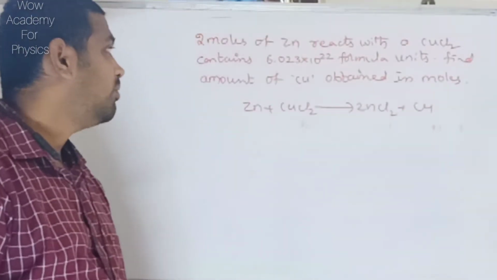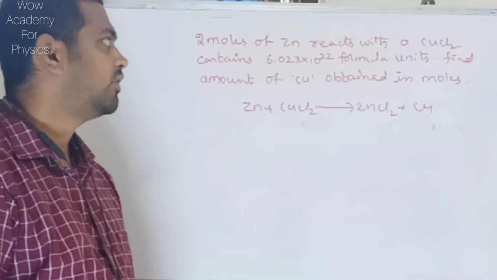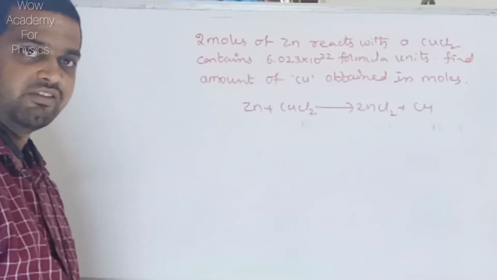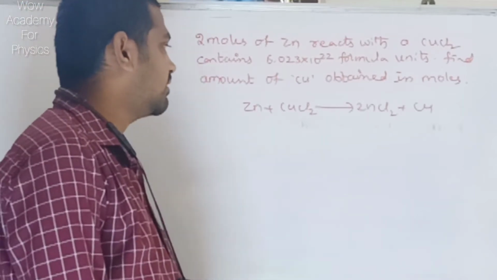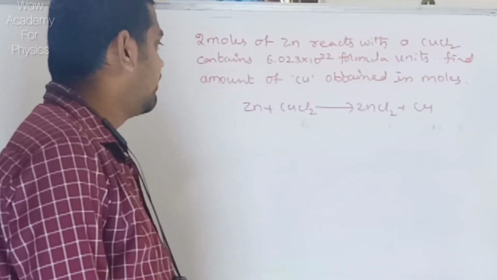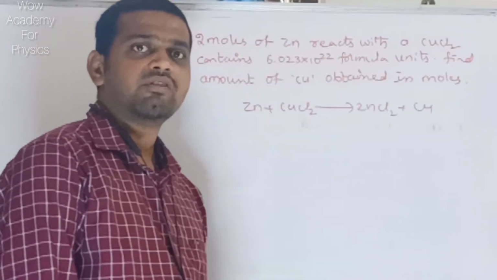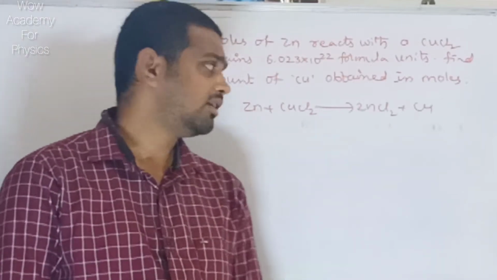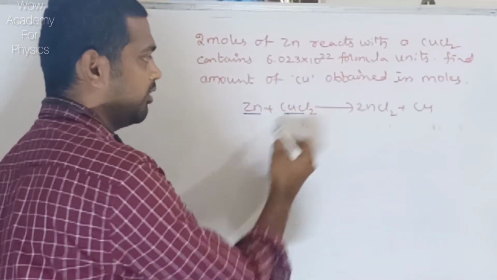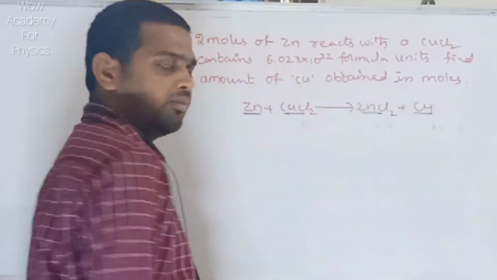2 moles of zinc react with cupric chloride containing 6.023 into 10 to the power of 22 formula units. Find the amount of copper obtained in moles. The given equation is zinc plus cupric chloride gives rise to zinc chloride and copper. I think it is the balanced chemical equation. From the balanced chemical equation, it is clear that 1 mole of zinc reacts with 1 mole of cupric chloride to produce 1 mole of zinc chloride and 1 mole of copper.